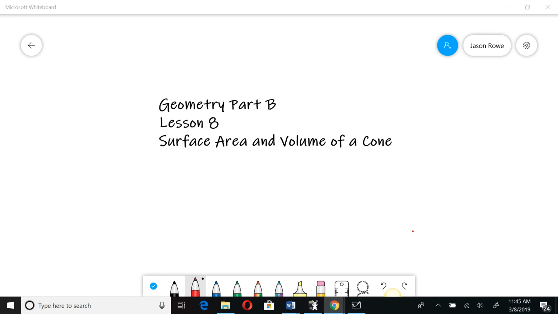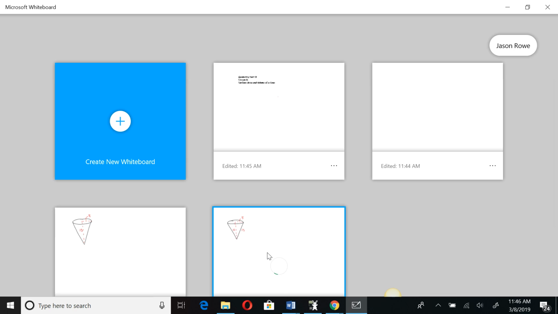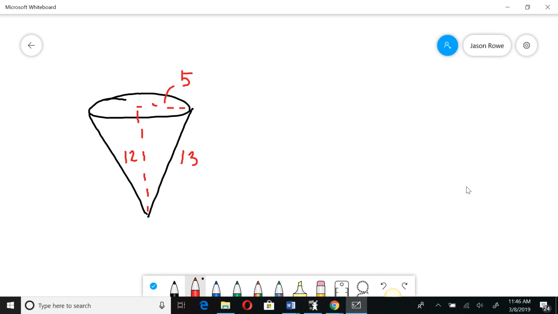This is Mr. Rowe. We're looking at geometry, part B. This is lesson 8. We're going to focus on surface area and volume of a cone. So let's take a look at what we got to do with a cone. So here is our first example. All right, so let's break down a cone so we can understand what the parts of a cone are.